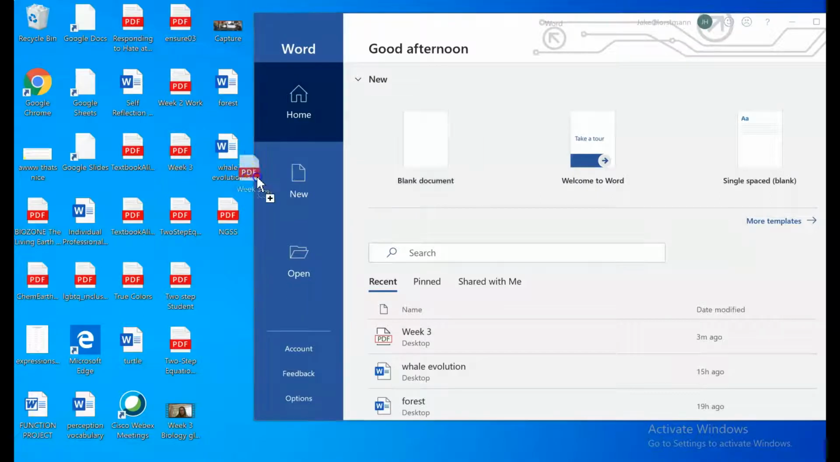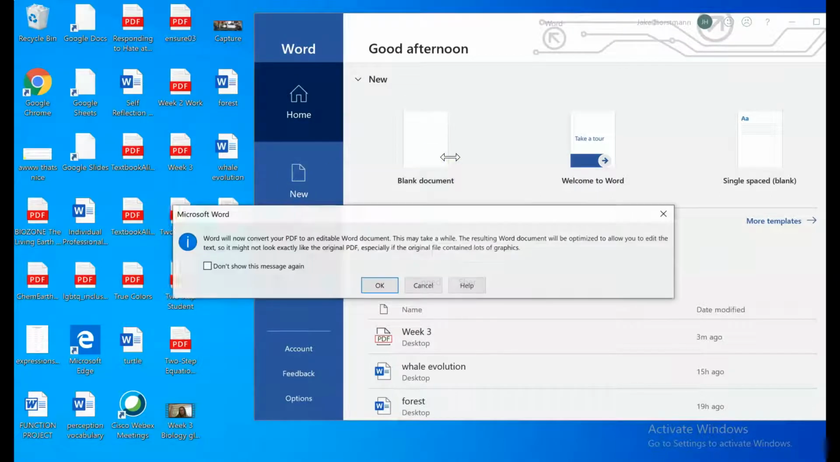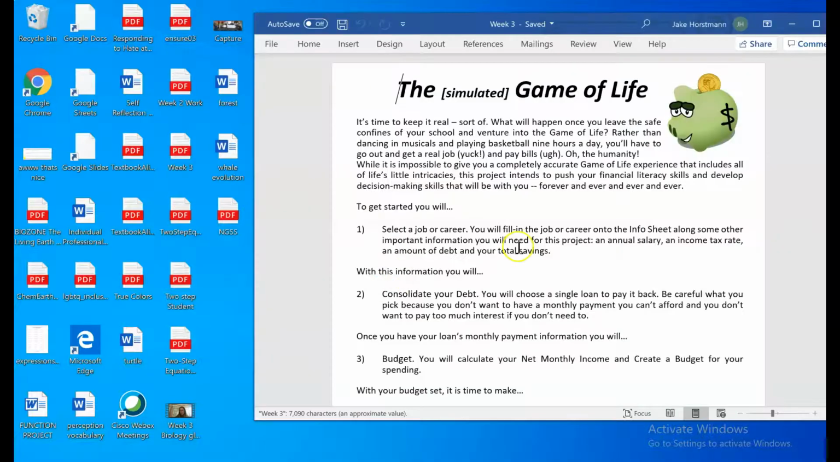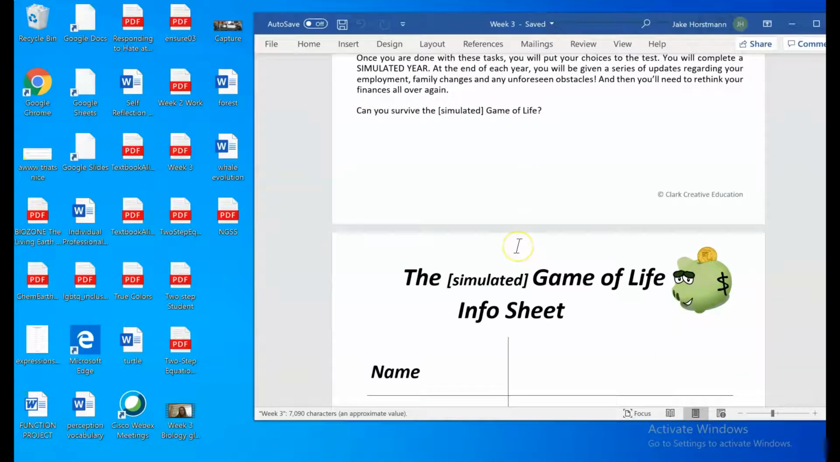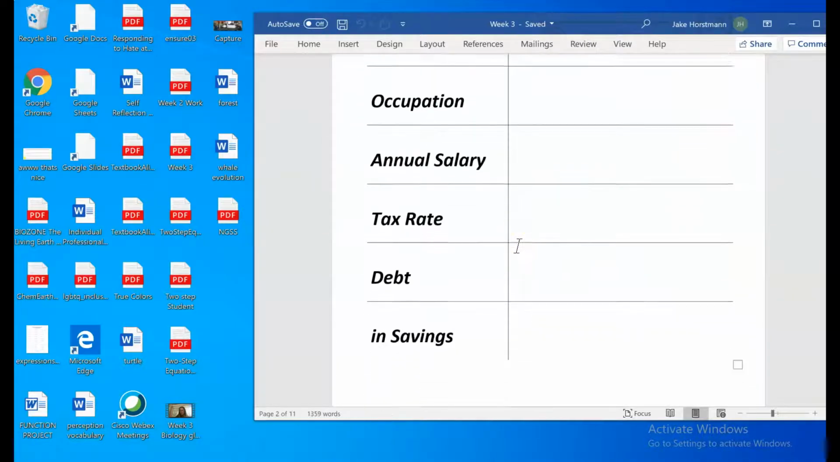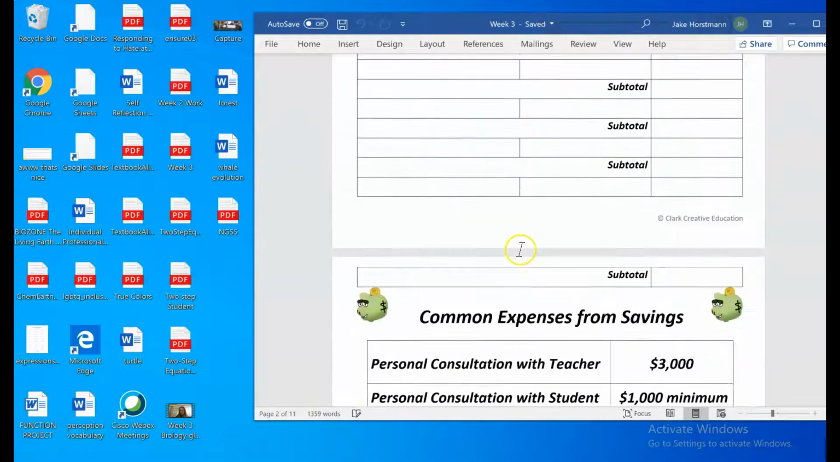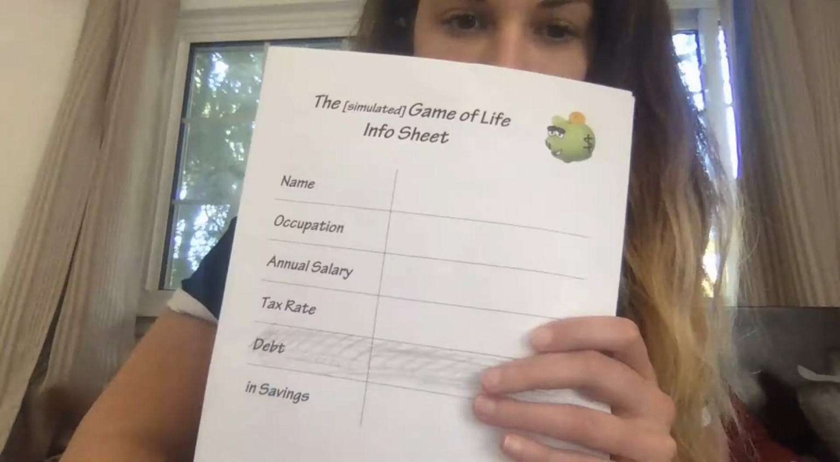You take week 3, you drag it, and just drop it in. You're going to hit OK, and then it comes up. So if you actually want to just try to type at least some of this just to save paper, you don't want to waste too much paper, you're more than welcome to actually write on it.